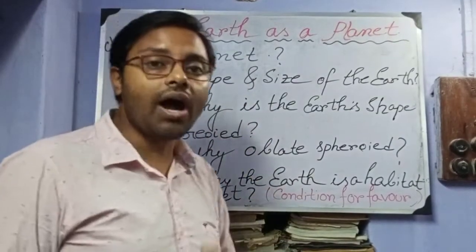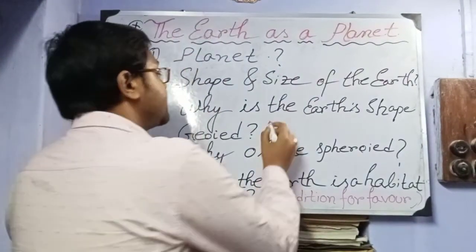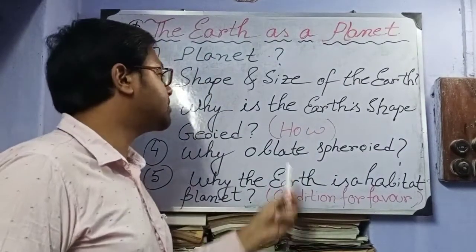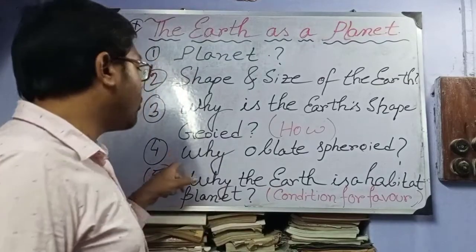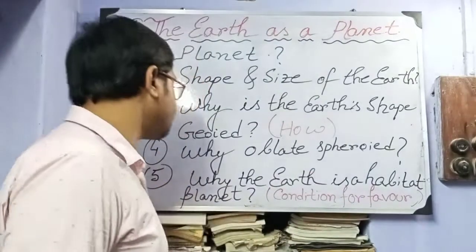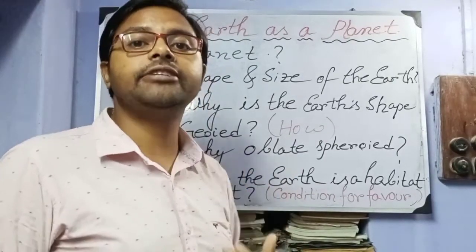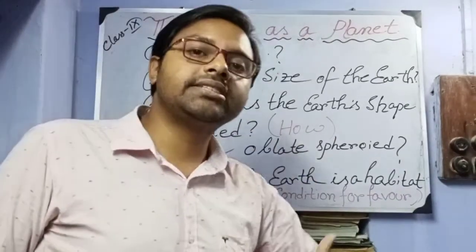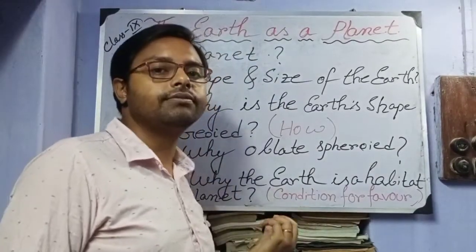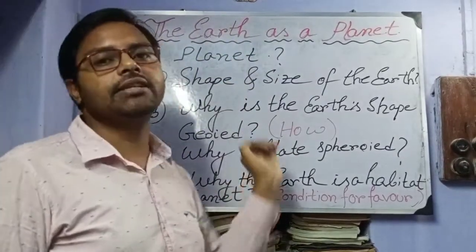It's the geoid shape. Why is it a geoid shape, and how can we know that the Earth is a geoid? Fourth one is why an oblate spheroid? The Earth is an oblate spheroid shape. Why? And fifth one is why the Earth is a habitat planet, or why the Earth has conditions for living organisms. What is the condition and why are living organisms found here? So these are the basic 5 questions to complete this chapter.